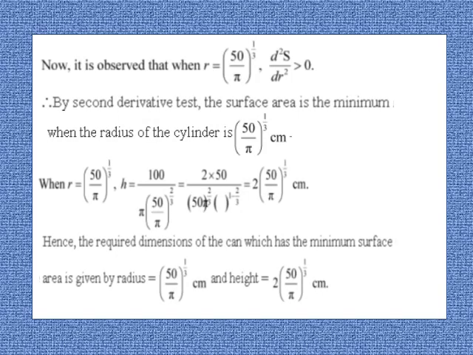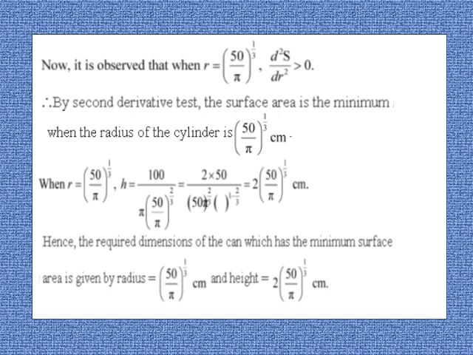So now we can see that when r equals 50 upon pi power 1 upon 3, the value of the double derivative, d2s upon dr square, is greater than 0. So by the second derivative test, we can say that the surface area is minimum when the radius is equal to 50 upon pi power 1 upon 3 centimeter.